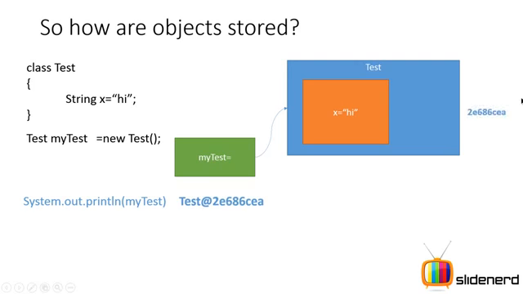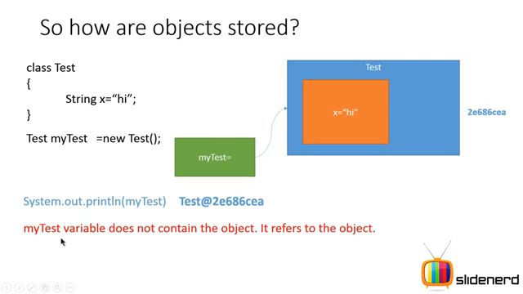In other words, this number 2E686CE8 is what is contained inside this variable, which represents the address where this actual block, this blue colored rectangle along with this orange colored data inside, is being stored. That's how objects work. So the myTest variable does not contain the object, it refers to the object.